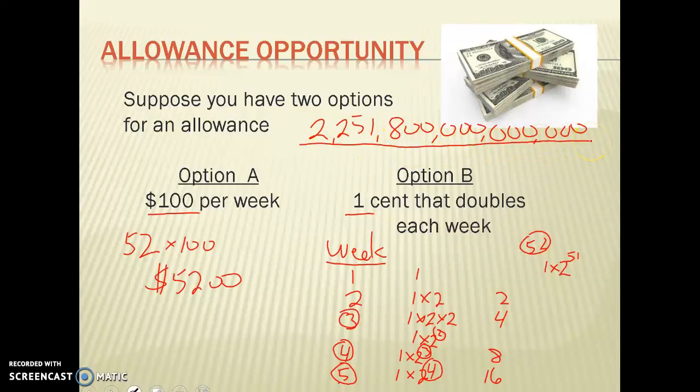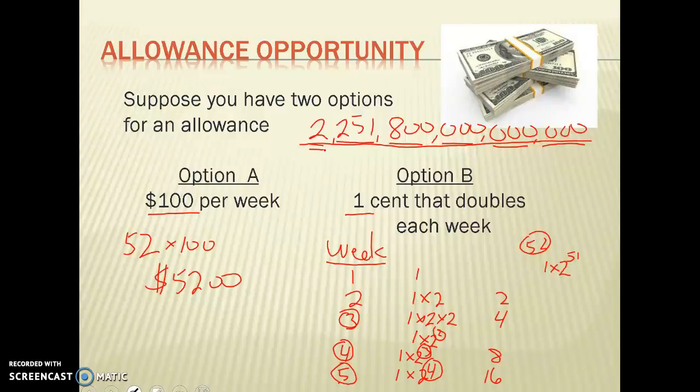Now that doesn't show up a lot on your calculators. Your calculator will often show you a different number because it's too big to fit. This is the ones period, thousands, millions, billions, trillions, quadrillion. That means that you're going to get 2 quadrillion, 251 trillion, 800 billion dollars, and that's just on the last week of the year.